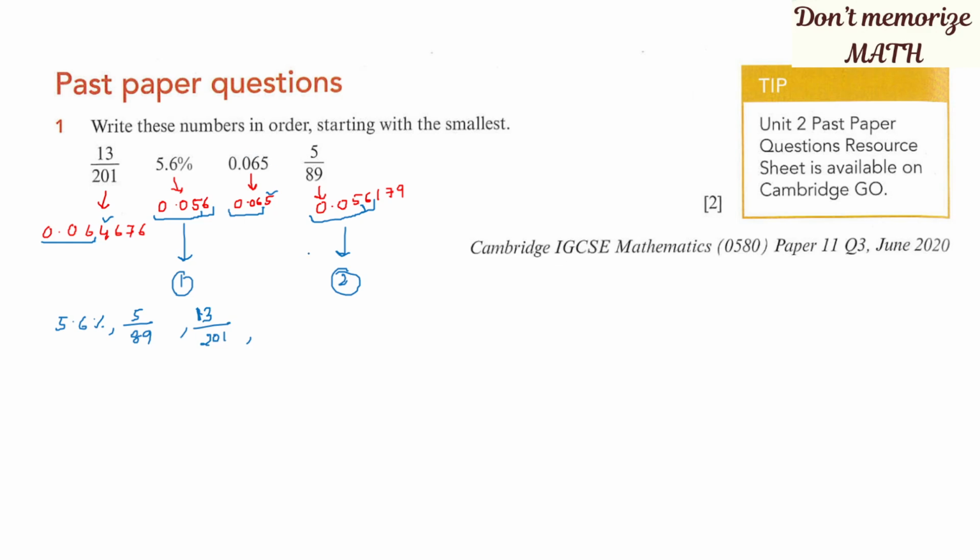Then here we have the decimal itself, 0.065. So whenever you are writing smaller to largest, or ascending or descending or whatever, don't write these numbers in ascending or descending order. You need to arrange the given numbers in ascending or descending order. So make sure your final answer is the arrangement of the given question. Okay, so this is the answer. I hope it's clear for you.